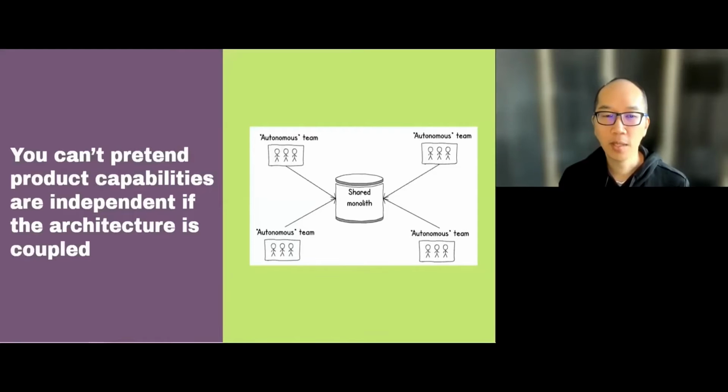Also, you can't pretend product capabilities are independent if the architecture is coupled. So product capability here is essentially breaking down the idea of a product strategy, as in I have different product capabilities that I need to do things independently with. But here I could say, hey, I have teams that are autonomous. They're labeled as such, but they can't work on different aspects of the product and product strategy without stepping on each other because the technology architecture is designed in a way that couples everything together. So it's essentially pretend, it's make-believe.